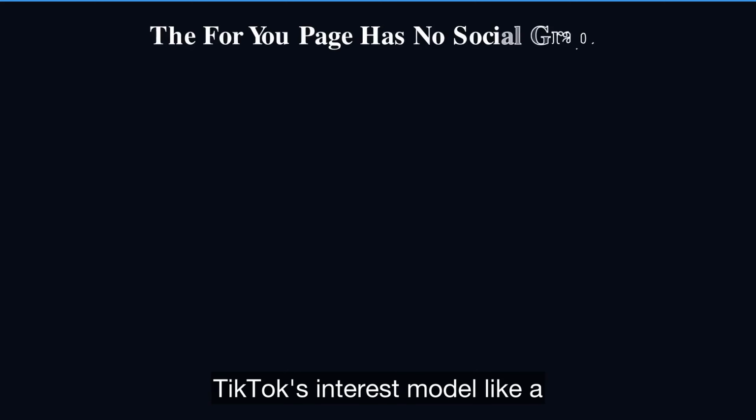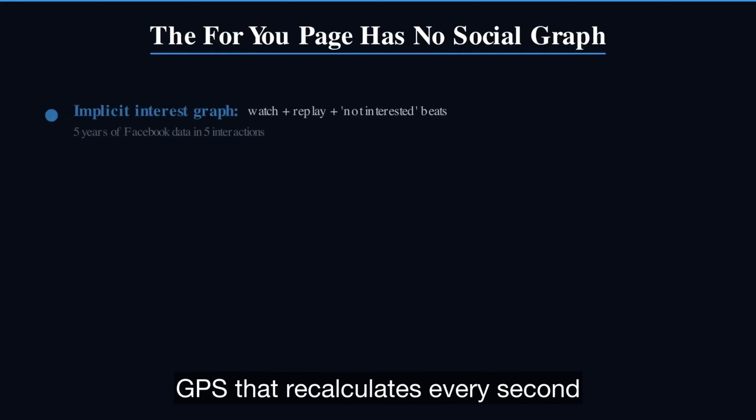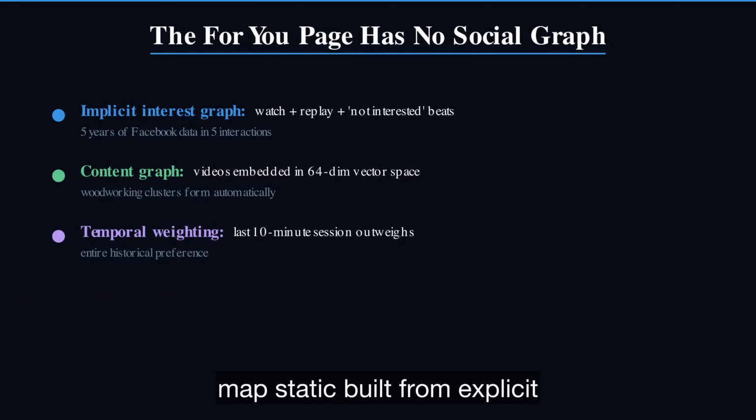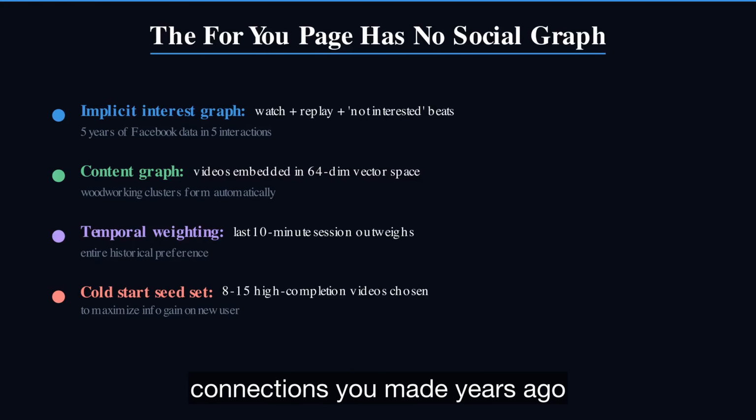Think of TikTok's interest model like a GPS that recalculates every second. Traditional platforms use a paper map, static, built from explicit connections you made years ago. TikTok uses 3 live signals instead. First, an implicit interest graph, built from every watch, replay, like, comment, share, and not interested tap. After just 5 interactions, TikTok's model is richer than Facebook's from 5 years of friendship data.